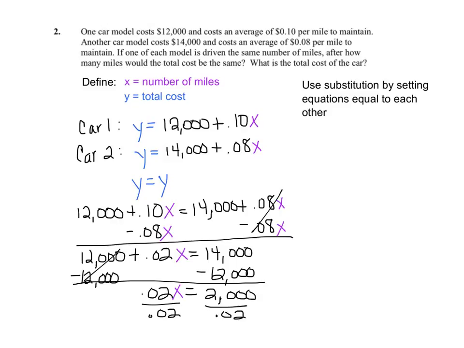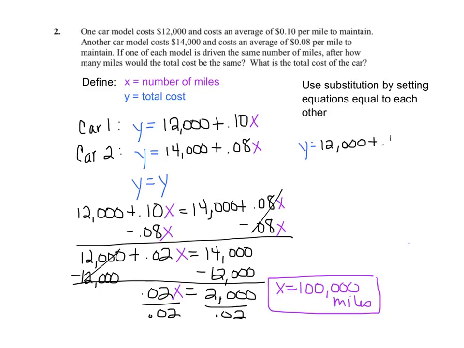2,000 divided by 0.02, you're going to get x equals 100,000 miles. So we found our miles, we found our x. Now we want to find our total cost. So we're going to pick either equation. I'm going to pick the first one. Y equals 12,000 plus 0.10x. All right, so y is our total, 12,000 plus 0.10, and we're going to substitute our miles, which was 100,000 miles.